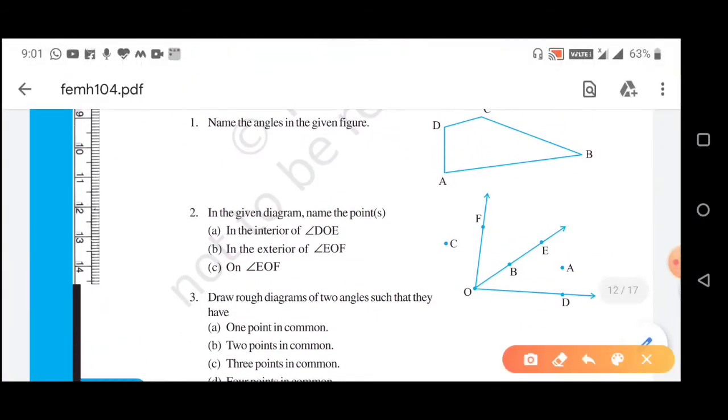Exercise 4.3, question number 1 is name the angles in the given figure. So here the angles will be angle A, angle B, angle C, angle D. These are 4 angles in the given figure.